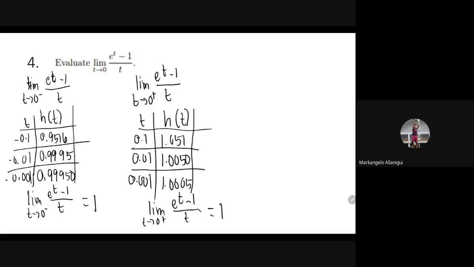Since the right hand limit and the left hand limit are equal, then the limit of e raised to the power of t minus 1 all over t as t approaches 0 is equal to 1. That's correct, Nico and Carl Peter. Question?